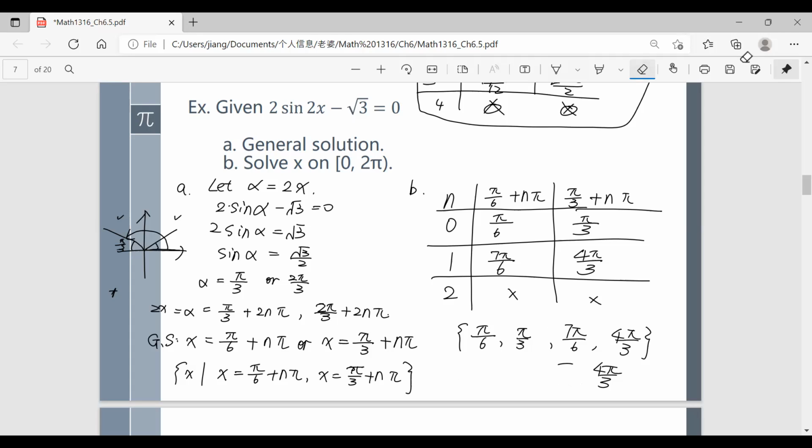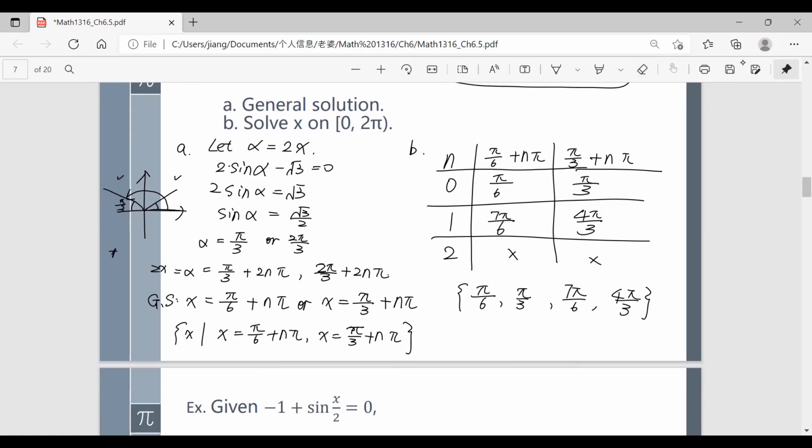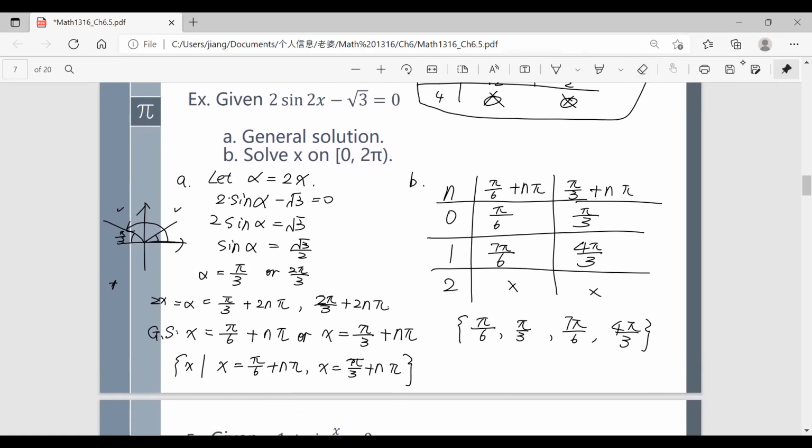Sometimes the angles we list, for example, if this angle is smaller than this one, we can switch the position to make sure they go from the small angle to the big angle. But in this question, they already follow the order from small to big, so we don't need to reorder them. So that's the solution for this one. Let's move on.